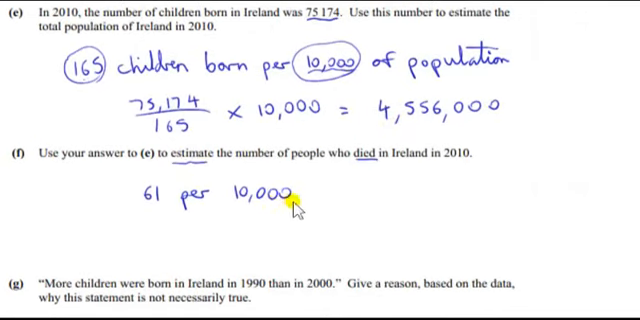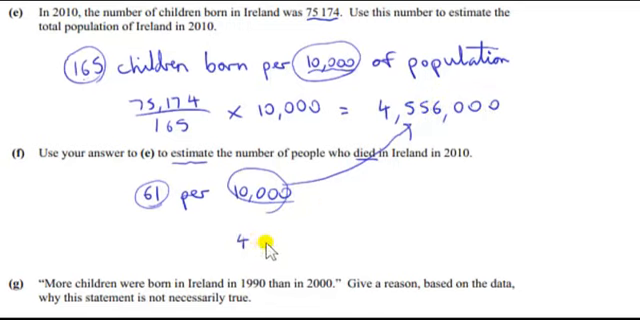So we want to see how many times 10,000 fits into or divides into the total population, because for every 10,000 people of the total population, 61 of them died in the year 2010. So we need to take this number and divide by 10,000. Well, if you do that, you just move the decimal point 4 places to the left.